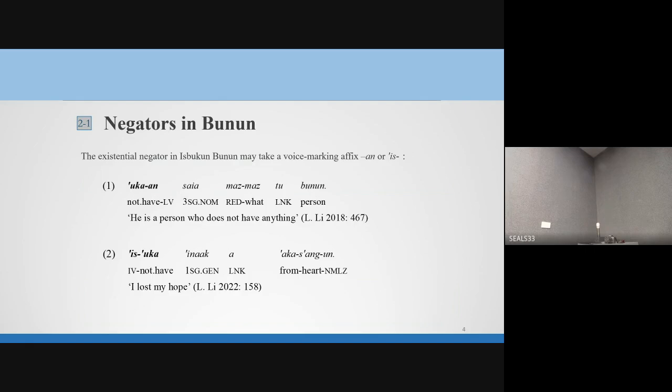The existential negator in this language can take a voice marking affix, as in example 1. So it takes a voice marker, so it's definitely a verb. For instance, uka taking the suffix for nominative voice, and each uka is a referential focus. So in examples 1 and 2, the negator uka does not behave like any other verb.